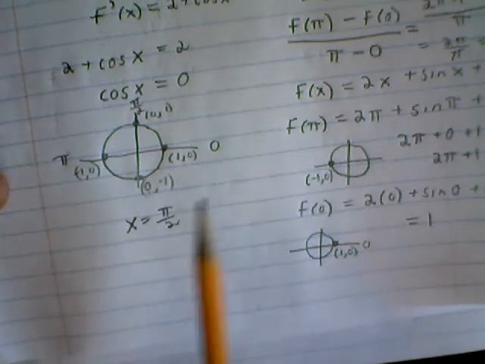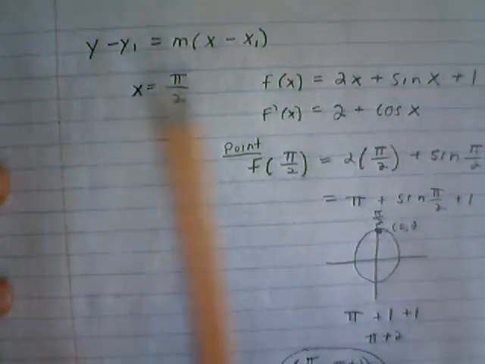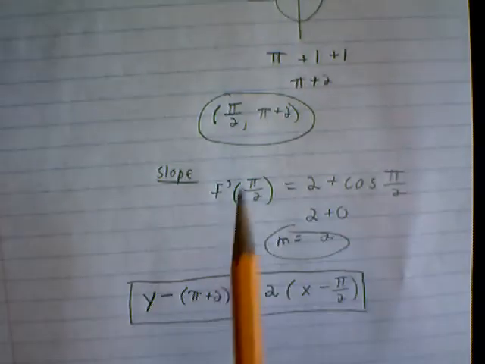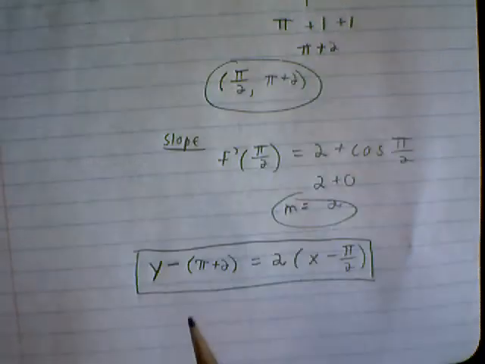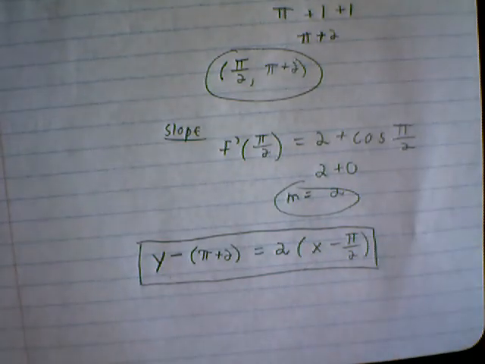Now, to get my tangent line, this is the x value I used. So I came over here. I know I'm going to have a line in point-slope form. First, I plugged in pi over 2 into the original to find my y value, then plugged in pi over 2 to find my slope. Then I wrote the equation of my tangent line.